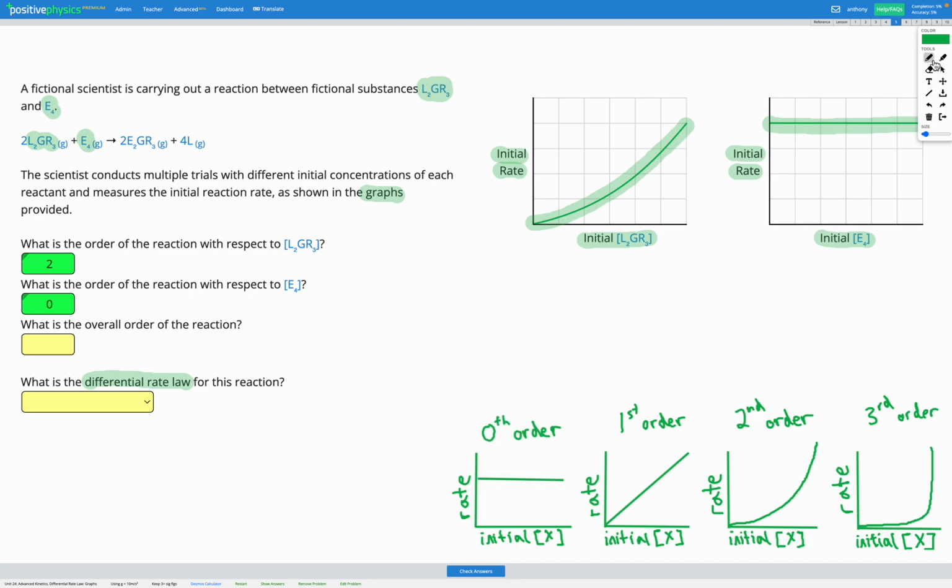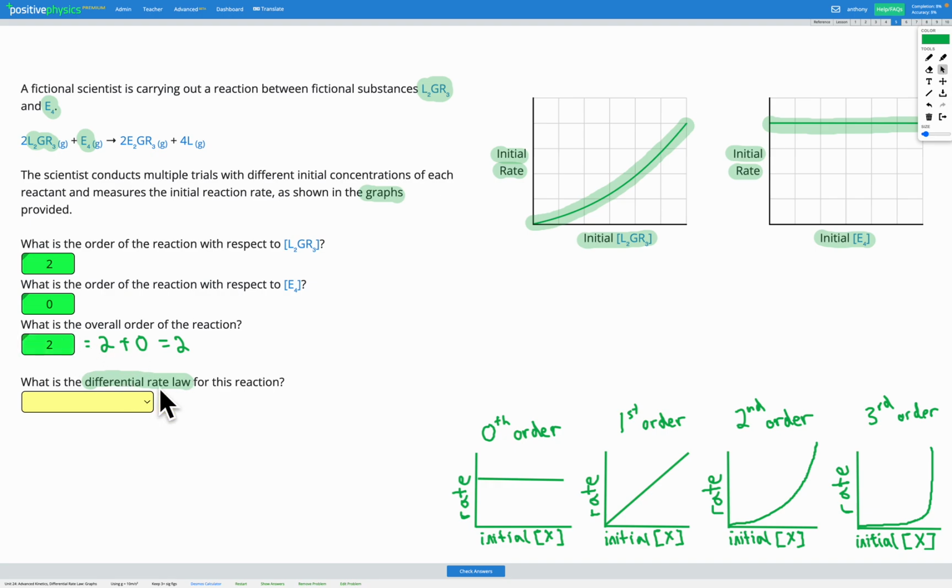So now we've used the graphs to find our order of reaction with respect to the concentrations of each of our reactants. All we need to do now is figure out the overall order by adding up those orders for each of the reactants. So that's just going to be 2 plus 0, which is 2. So our overall order is 2.